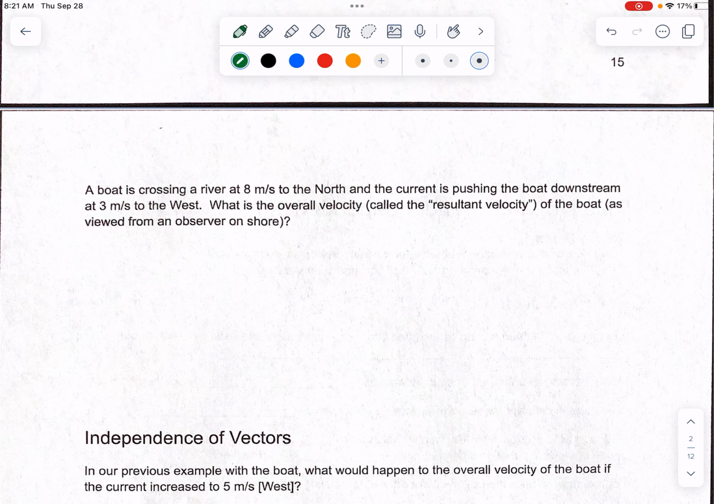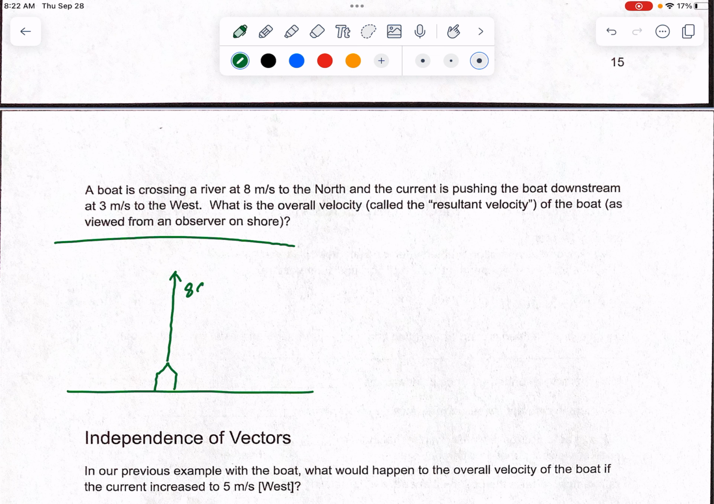Now, a boat crossing a river at 8 meters per second to the north. So what I'm going to do is draw a river. It's going to be a very basic river, and I have a boat, and this is a very basic boat. This is like a bird's eye view, so we're looking down. I have a boat going across the river at 8 meters per second. The current is pushing the boat downstream at 3 meters per second.